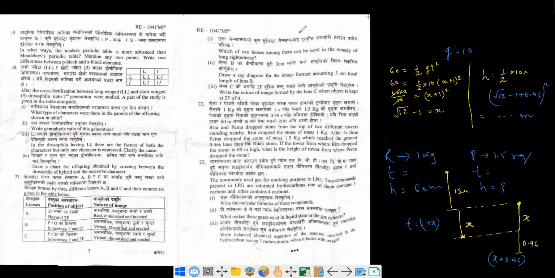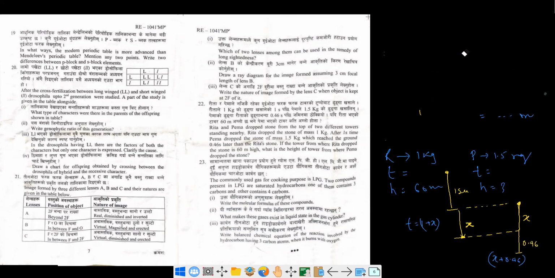Okay, finally, let us move on to the last problem. This is related to carbon and its compounds, hydrocarbons. This is quite simple.